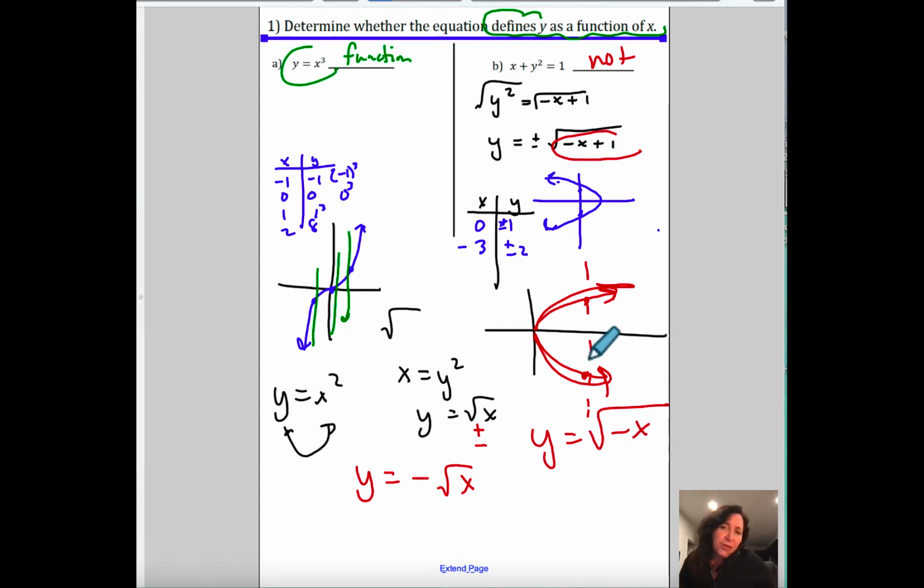The negative x, what that does is it reflects it across the y-axis. So my graph now would actually go to the left like this, okay? Now, why does it look like the points out here?